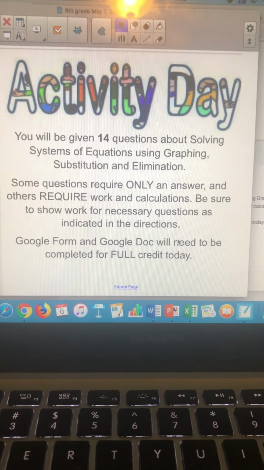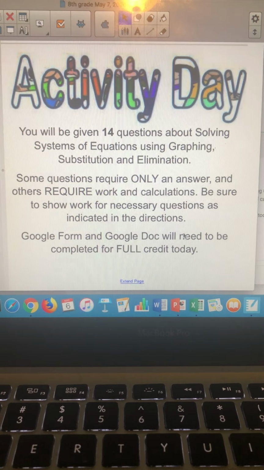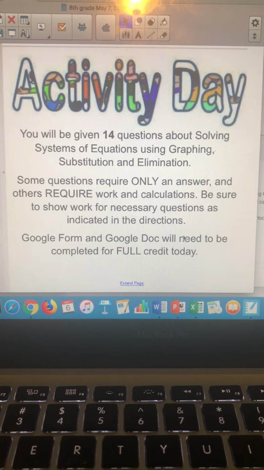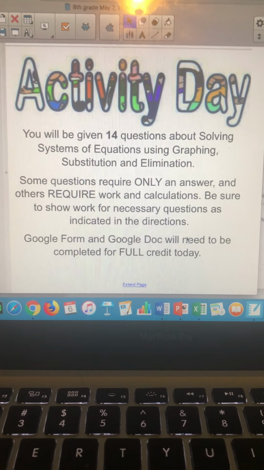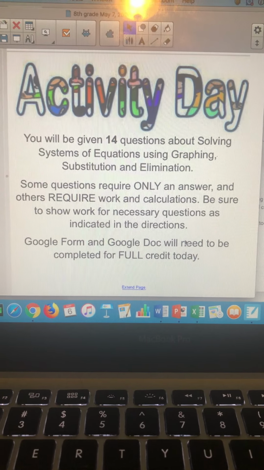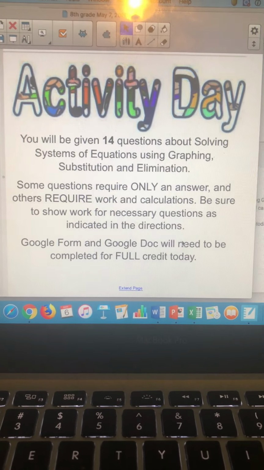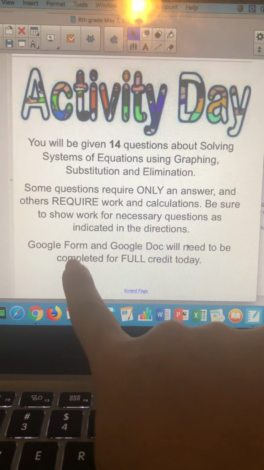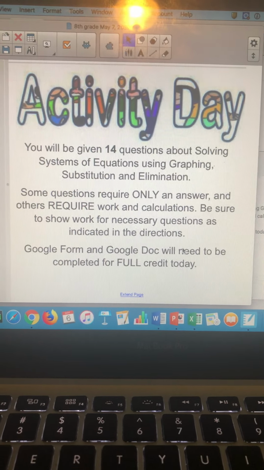So here's what I was explaining to you. You're going to be given 14 questions about solving systems of equations using graphing, substitution, and elimination. Some questions require only an answer, and others require work and calculation. Be sure to show the work necessary for the questions indicated in the directions. You are responsible to complete the Google Form and the Google Doc to receive full credit today.